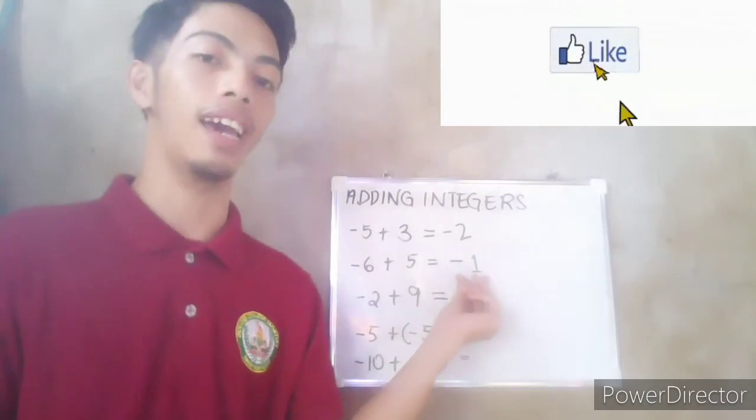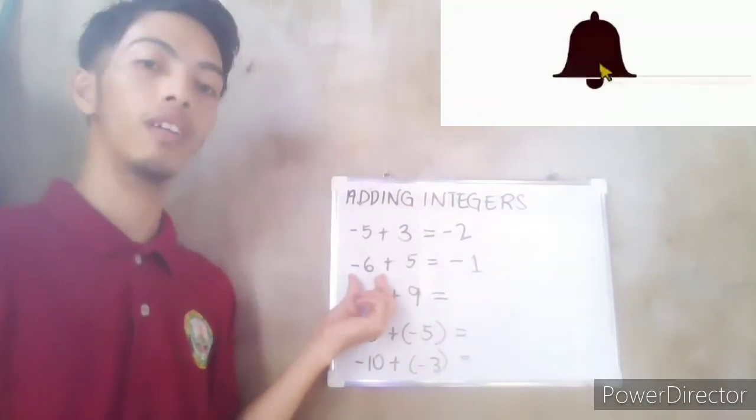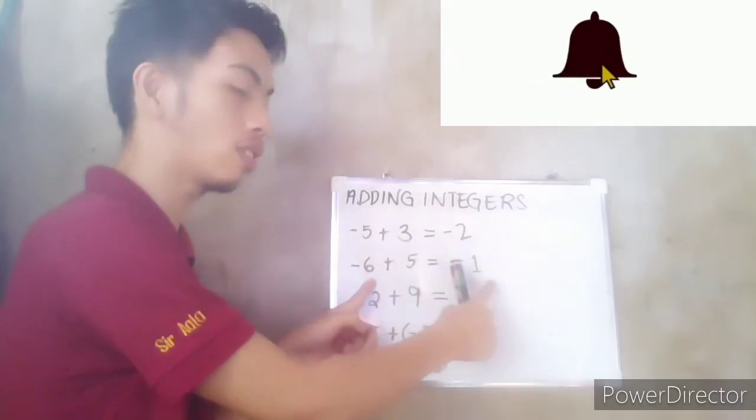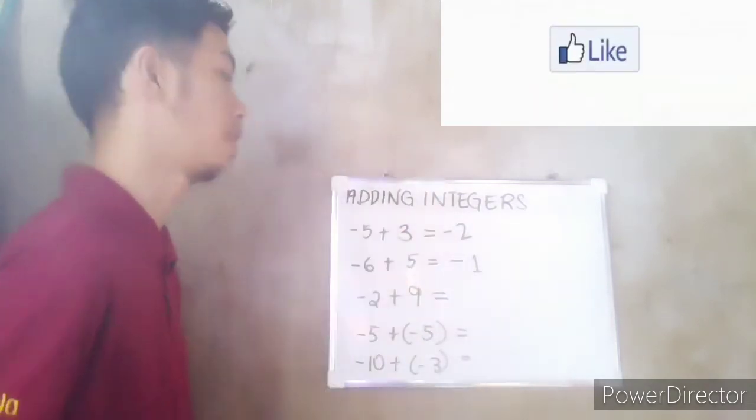Get the sign of the bigger absolute value. Negative 6, that is negative. Subtract, that is 1. So, that is negative 1.